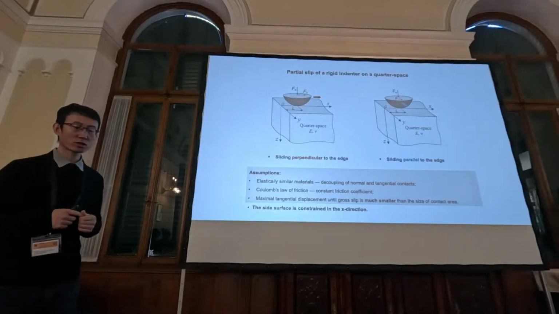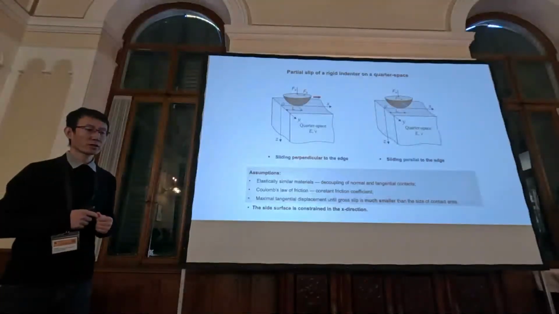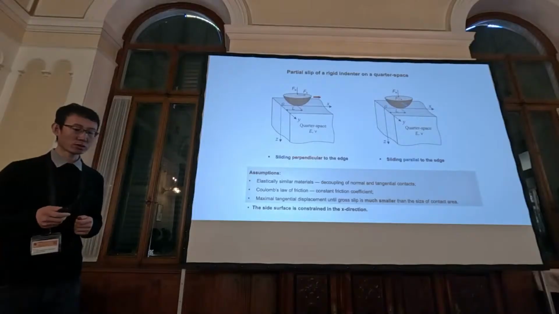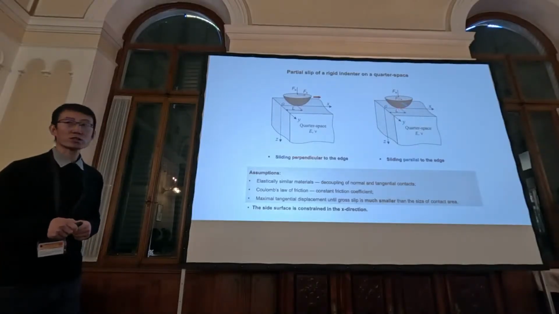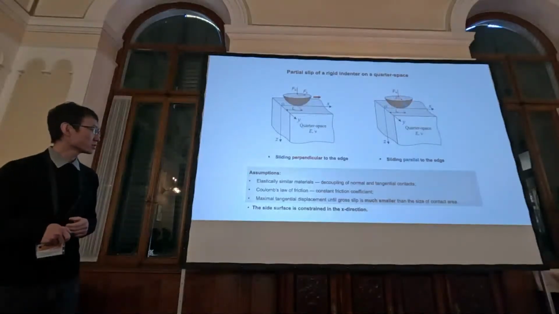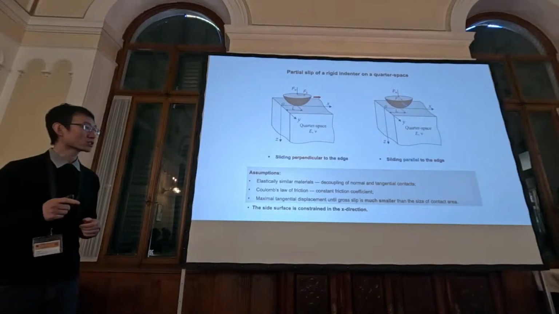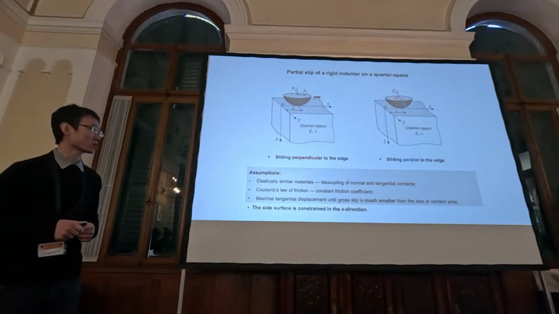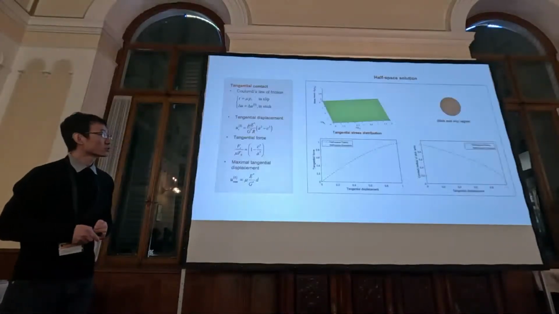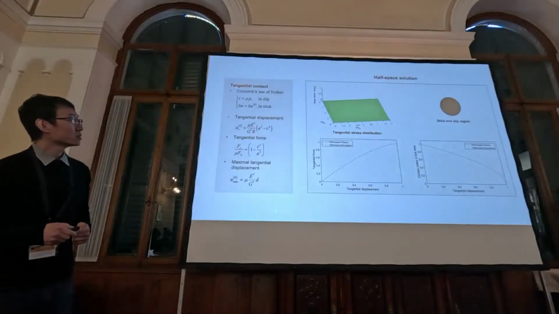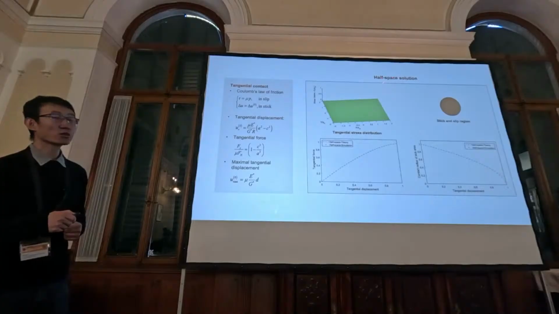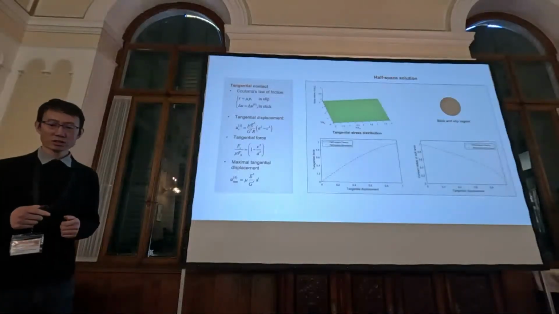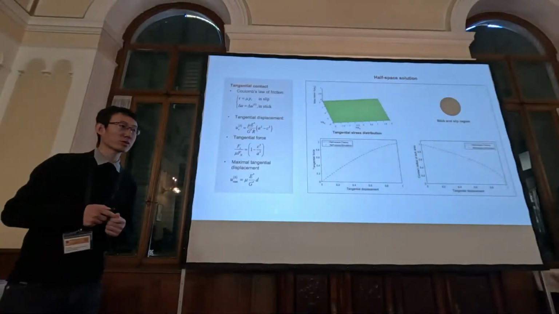This is also considered in the classic Cattaneo-Mindlin theory. The friction coefficient is constant at the interface, and the maximal tangential displacement until the gross slip is much smaller than the size of the contact area. So I show you here, firstly, the classic solution in the case of half space. This is the classic Cattaneo-Mindlin solution.